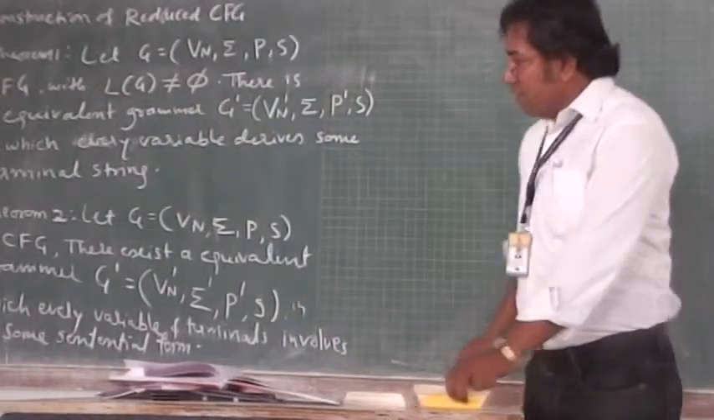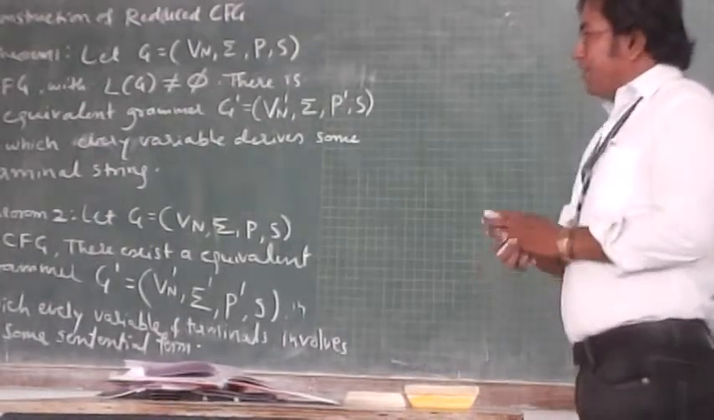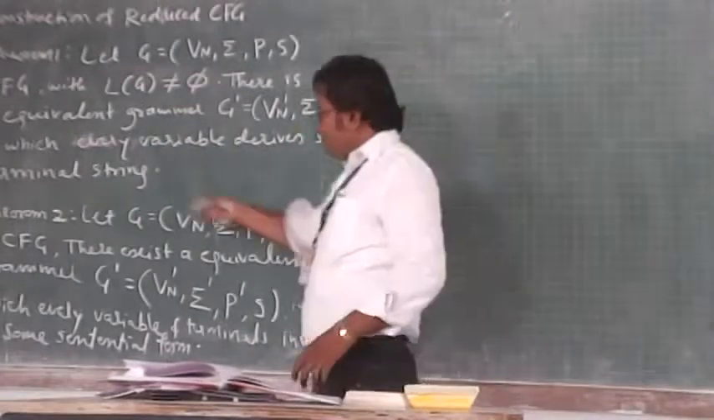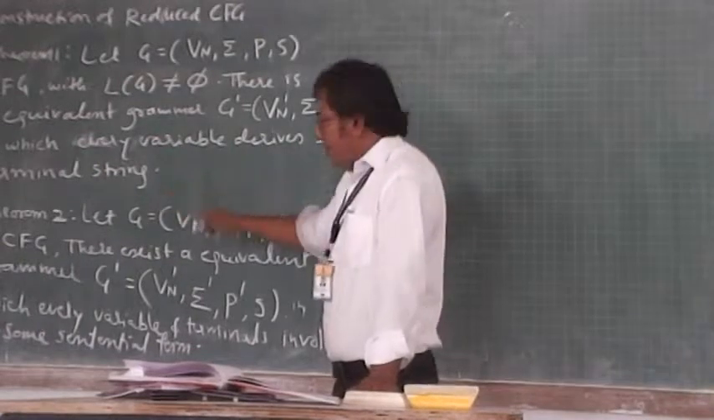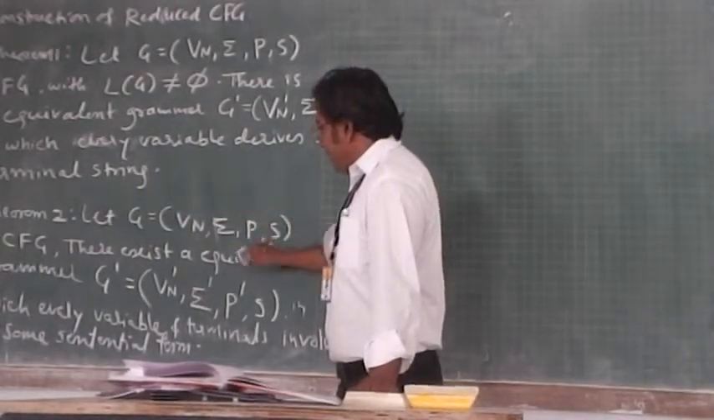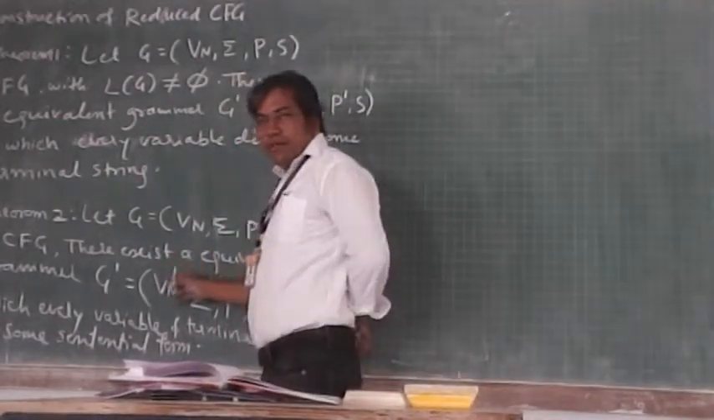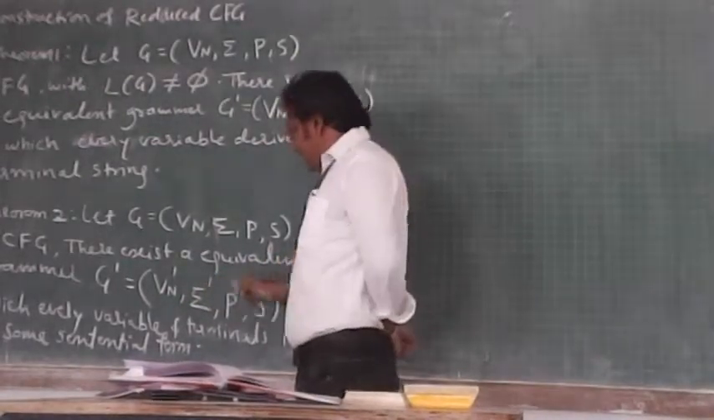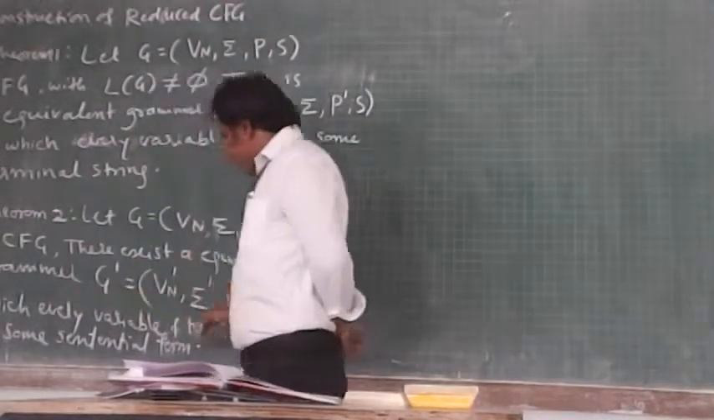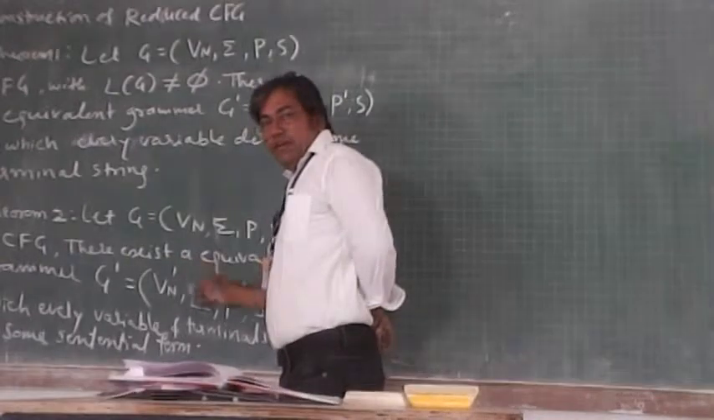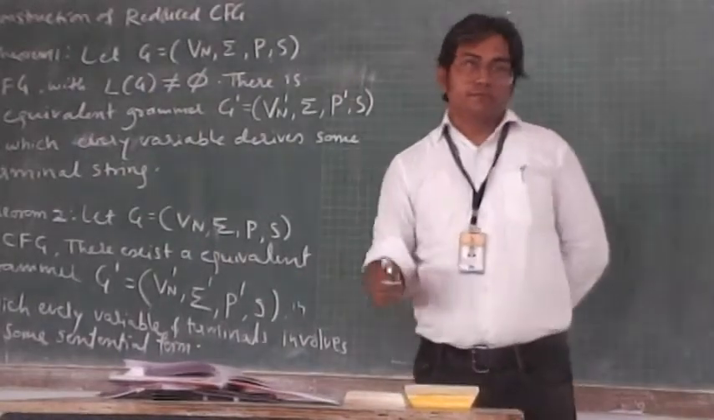When we actually start solving problems, at that time you will understand what exactly these theorems are stating. I will repeat theorem 2. It says: let G be a context free grammar. For such a grammar G, there exists an equivalent grammar G dash with a reduced number of variables, reduced number of terminals and reduced number of productions with the same start symbol, in which every variable and every terminal is involved in some sentential form. Okay?